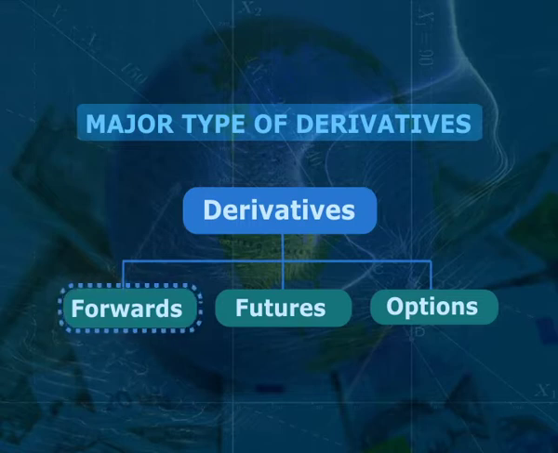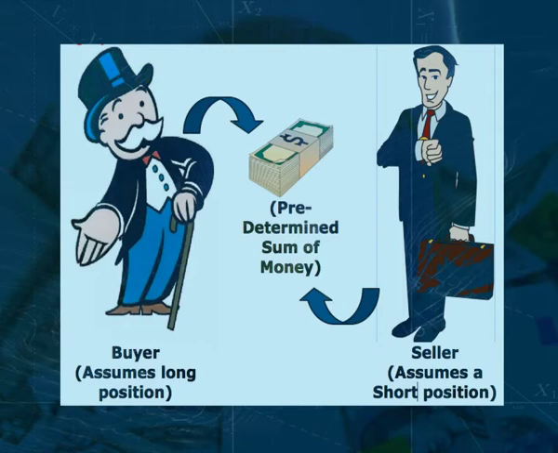Forward contracts are agreements made by two parties to exchange a specific amount of money for a particular asset at a predetermined future date. One of the parties under the agreement agrees to buy the underlying asset at a pre-decided price. Such a party is known to assume a long position. On the other hand, another party agrees to sell the underlying asset at a pre-decided price. Such a party is known to assume a short position. The pre-decided price is known as the delivery price.